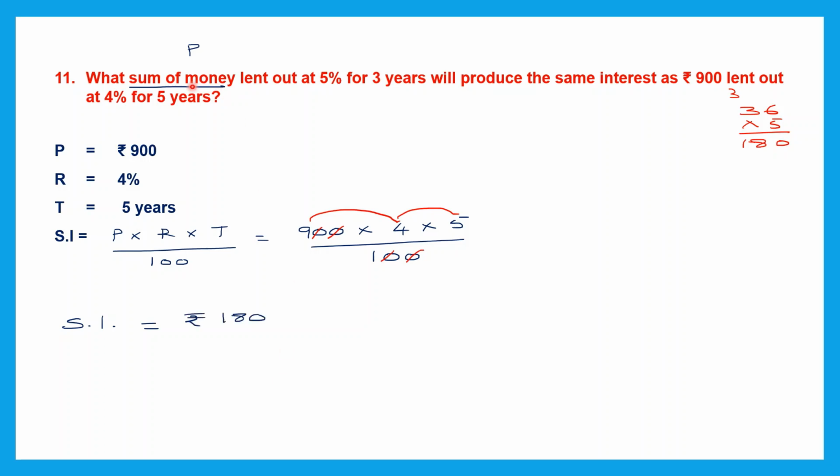So now we can find out this sum of money. What is the formula to find principal? The formula to find principal is simple interest into 100 divided by R into T. So do we have the values for this? Rate of interest we have here. It's given as 5%. Time is given here. We have 3 years. Simple interest is the same as the second part. That means simple interest is 180. So we have all these values, we can find the principal.